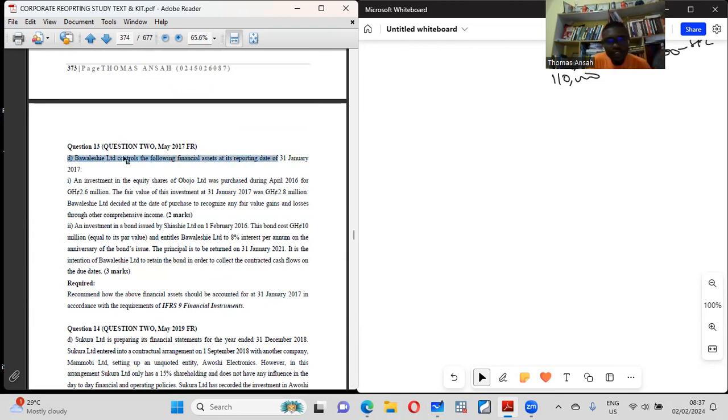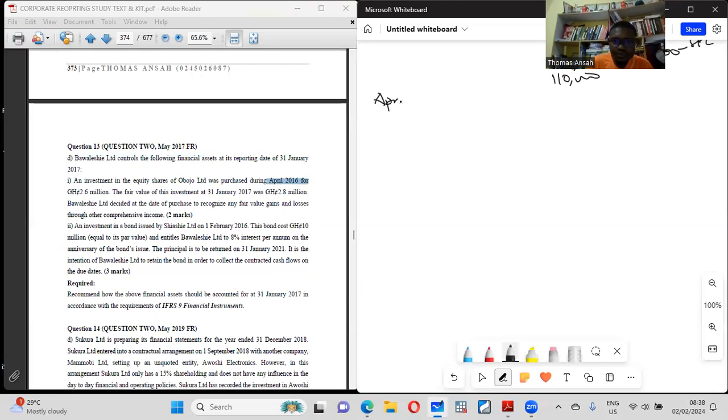Baweleshi controls a financial asset. Okay, so we have this one as a financial asset. All right. So these are the days. It says that an investment in equity shares of Obojo Limited purchased in April 2016. What is the financial year end date? 31st December. So April 2016 to 31st December. It would have been nice if the thing was on 1st February 2016. So this and this will give us 1 year. But this is April. So April will be how many months? 10 months. Yeah. So you have 10 months. April is 10 months. So please be careful.